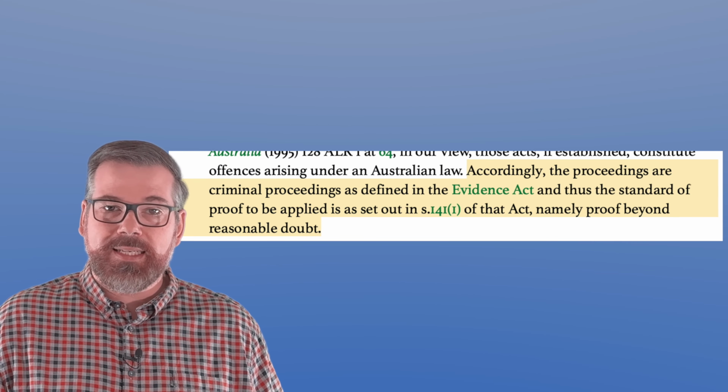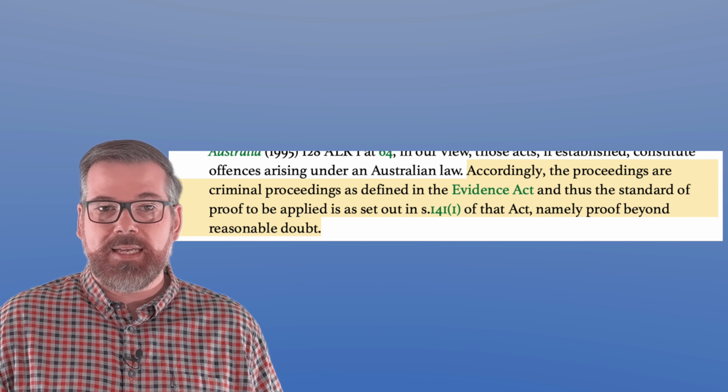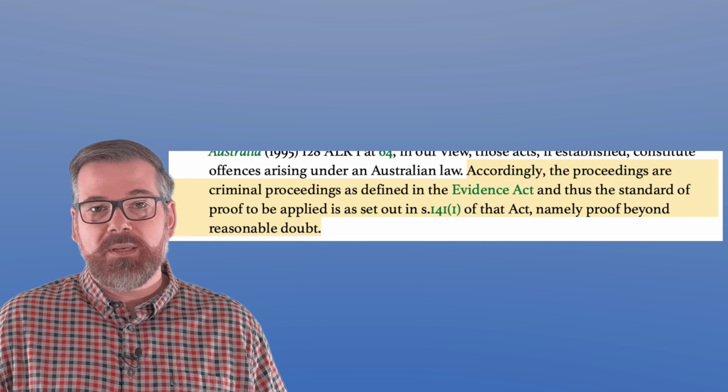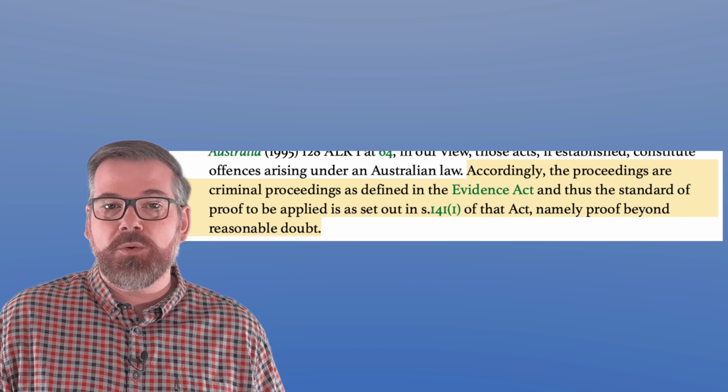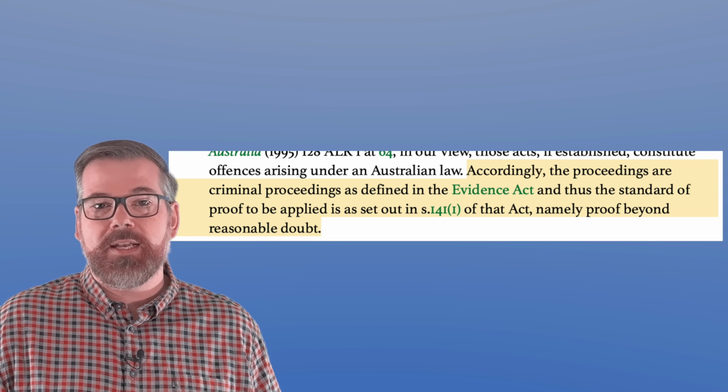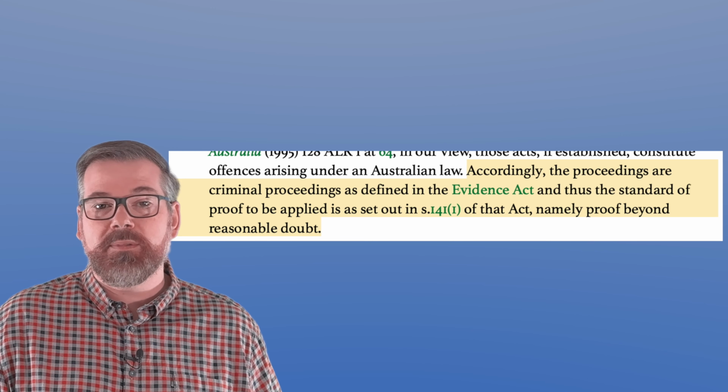The full court in Tate held that an application that a person be dealt with for contempt is properly characterised as a proceeding for an offence, and that accordingly the proceedings are criminal proceedings as defined in the Evidence Act, and thus the standard of proof to be applied is as set out in Section 141, subsection 1 of that Act, namely proof beyond reasonable doubt.